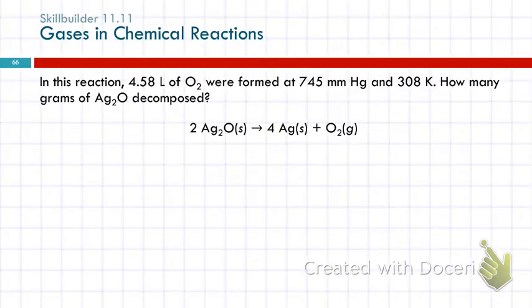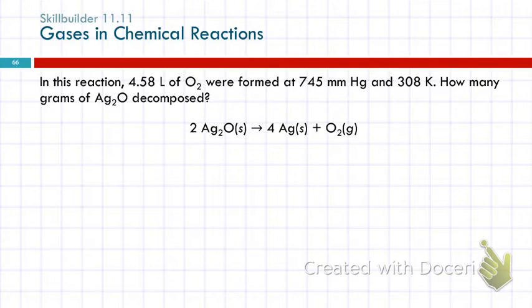So in this reaction, 4.58 liters of oxygen were formed at 745 millimeters mercury and 308 Kelvin. How many grams of silver oxide decomposed? Use the chemical equation to help you organize the information.